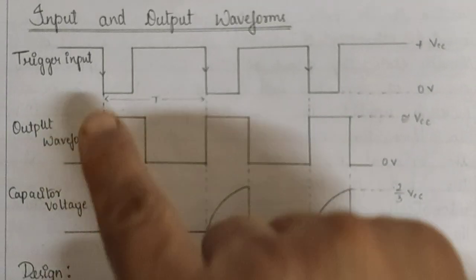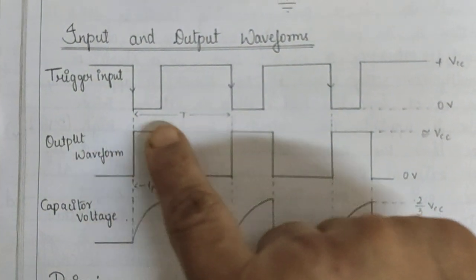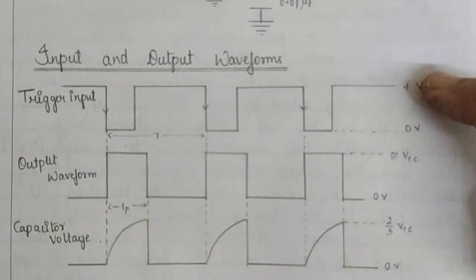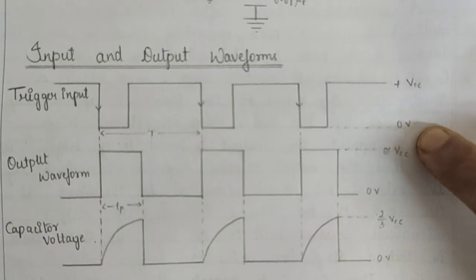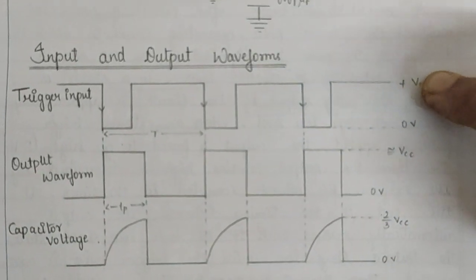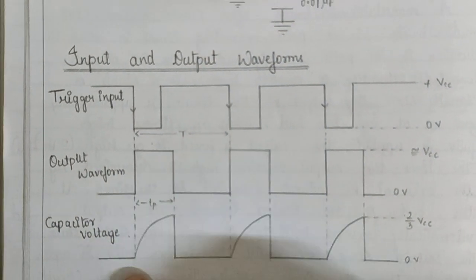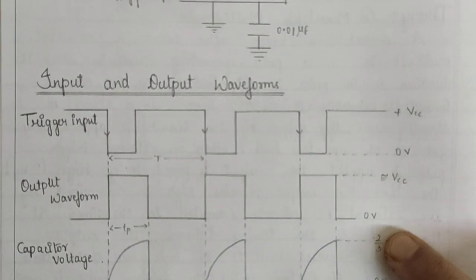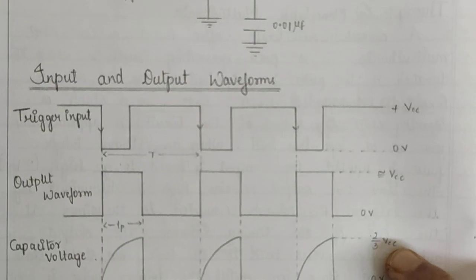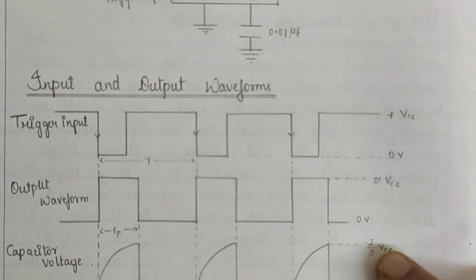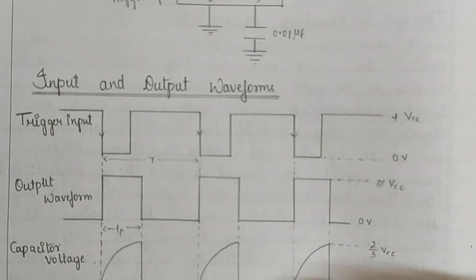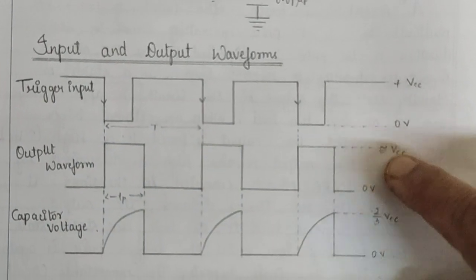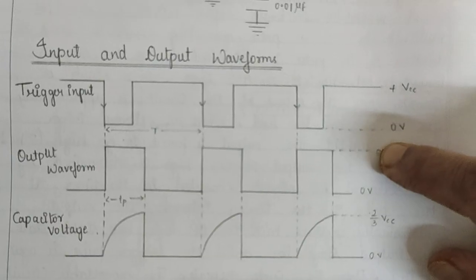When a trigger input is given, you can see this is the total time period of 1.1 milliseconds, and its magnitude is from 0 volts to plus VCC, that is plus 5 volts. The capacitor waveform is here. Its magnitude will be 2/3 of VCC, that is approximately 5 into 2/3, about 3.6 volts. Next we can see the output waveform, which will be approximately 0 to 5 volts.